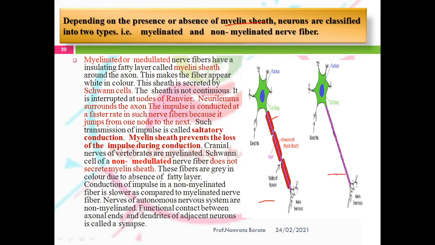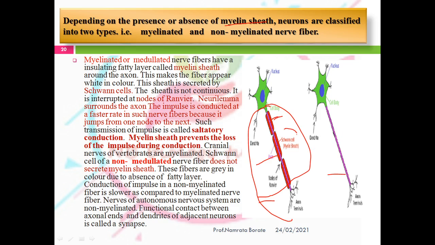So what are these two types? Let's see. The myelinated neuron is also called the medullated neuron. This neuron has an insulating fatty layer, called the myelin sheath. The myelin sheath is present around the axon. This makes the fiber appear white in color.